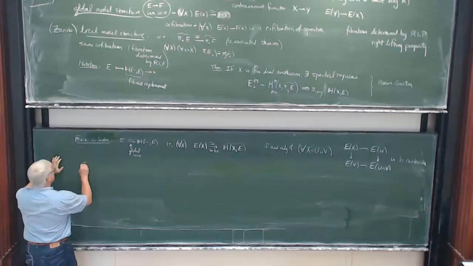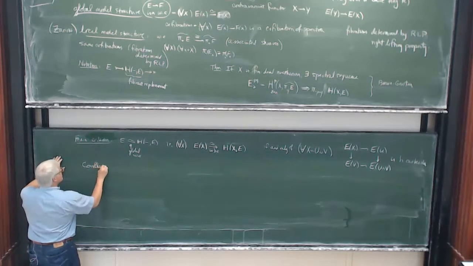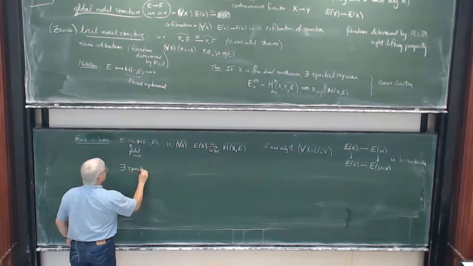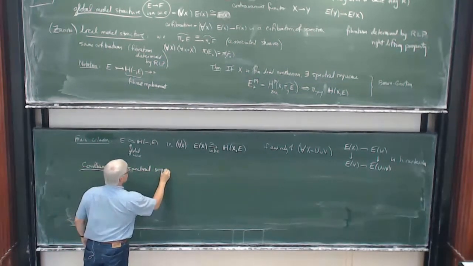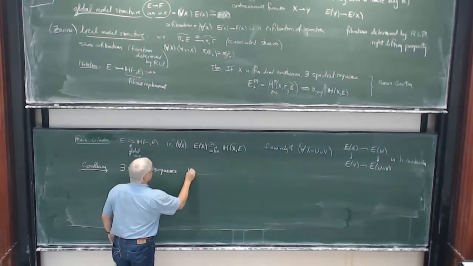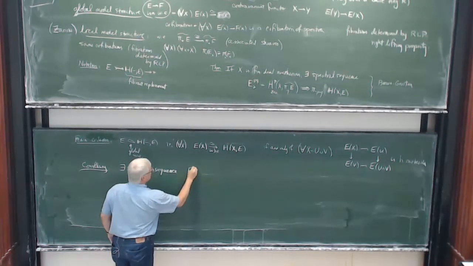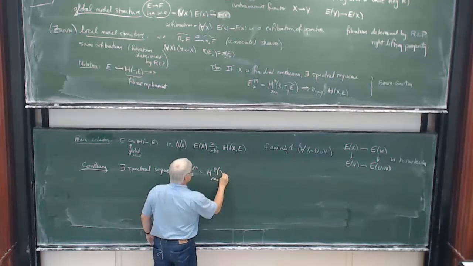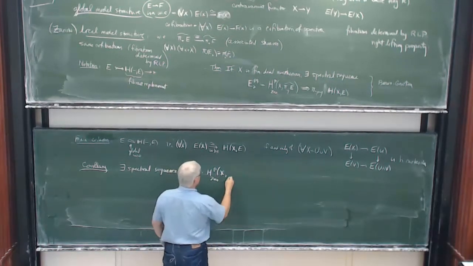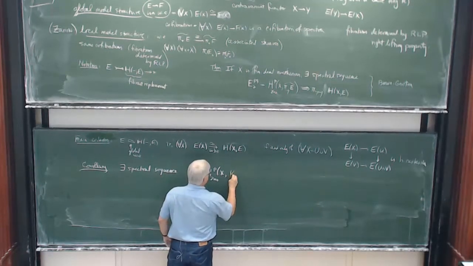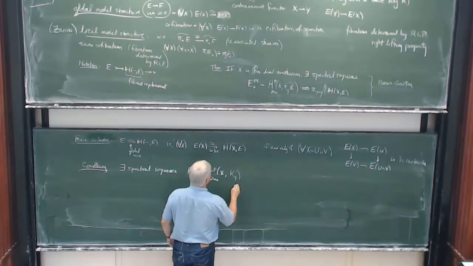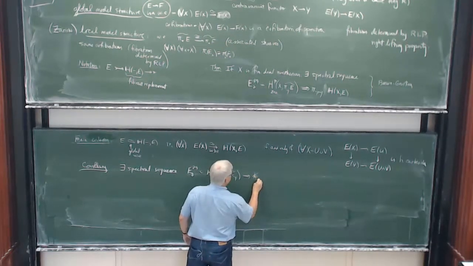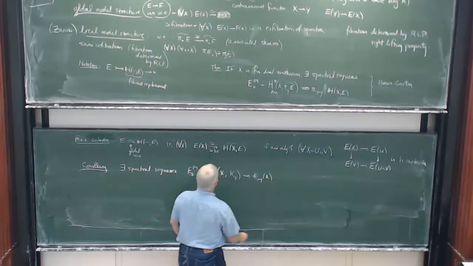So here's a corollary. There exists a spectral sequence where E_2^{p,q} is equal to H^p Zariski of x with coefficients in K_{-q}, and it's converging off to K_{-p-q} of x.